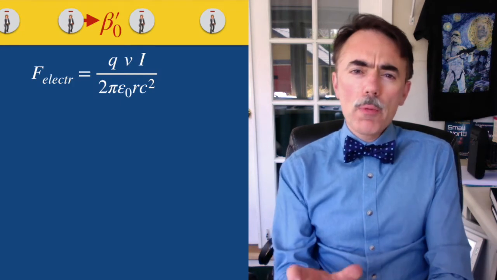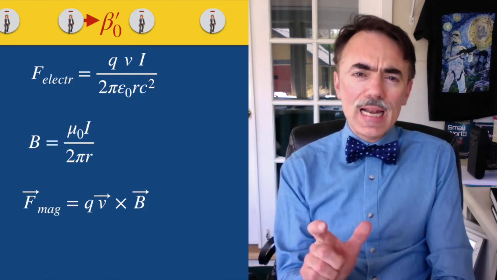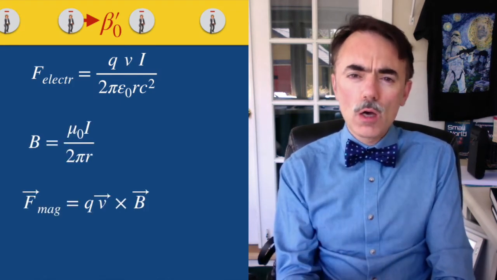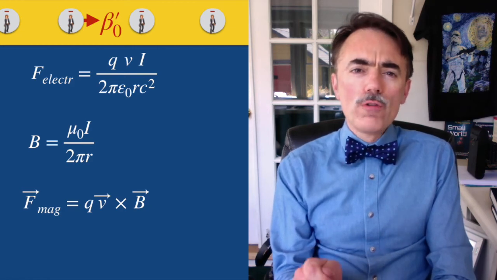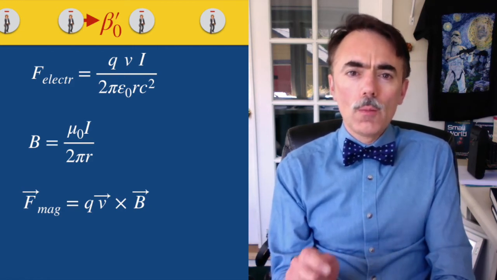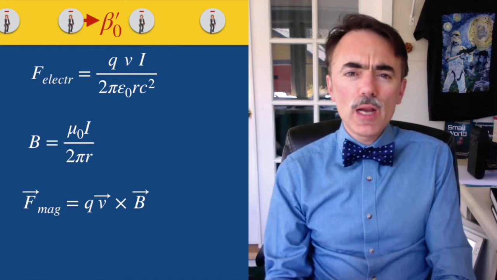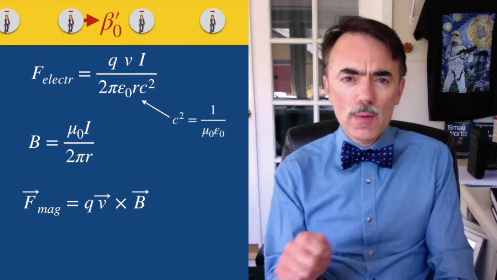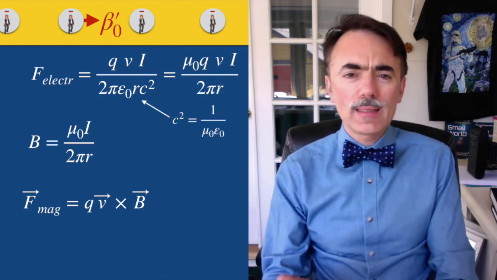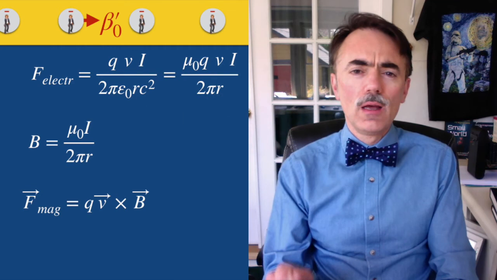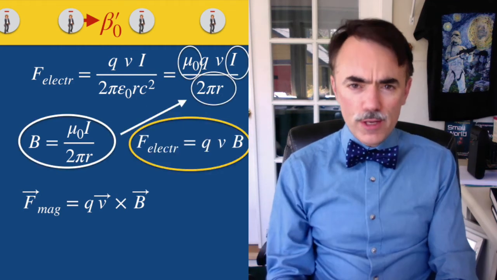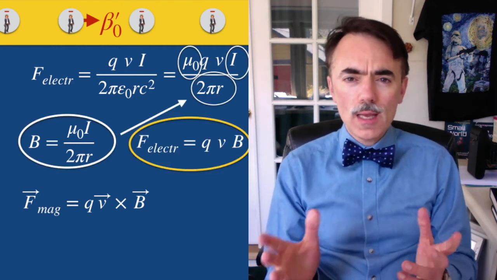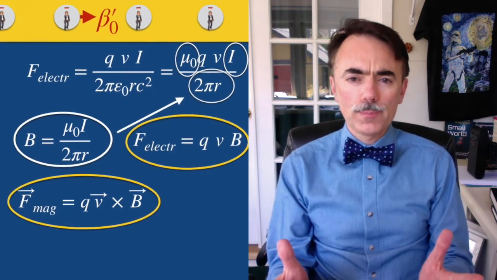Now, let's wrap up. Let's recover the magnetic force. Remember that the magnetic field of an electric current was mu naught I over 2 pi r. But if we use the relation between c squared and mu naught epsilon naught, we get that this Coulomb force is the same as the magnetic force.